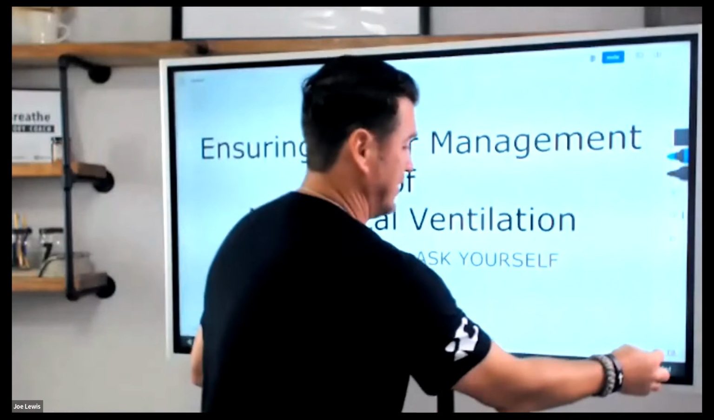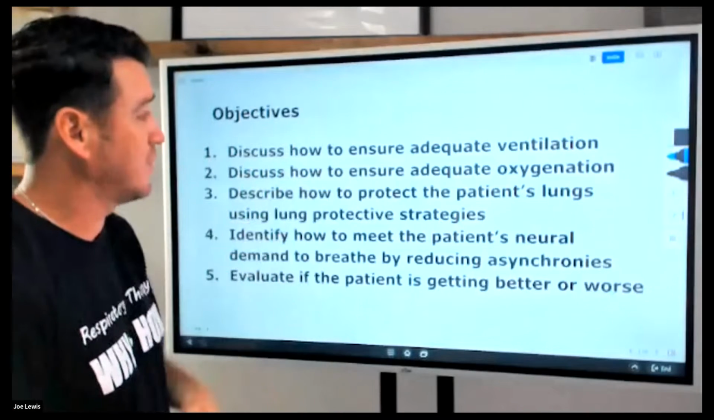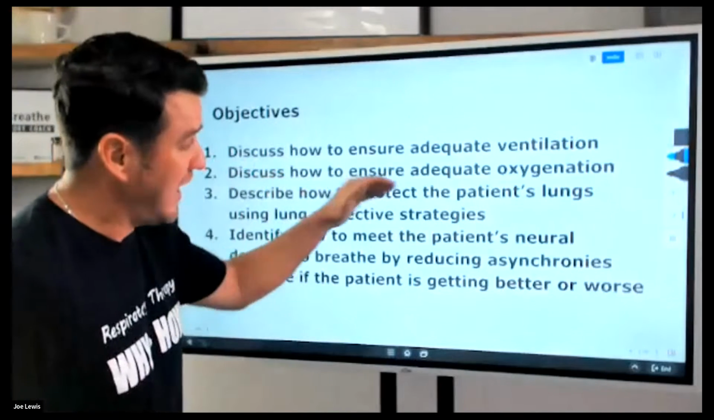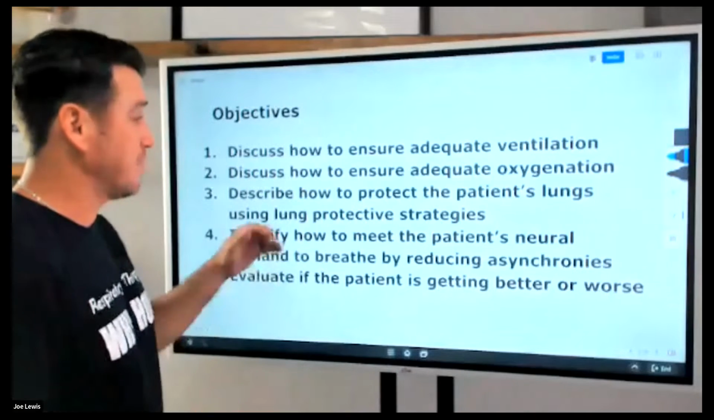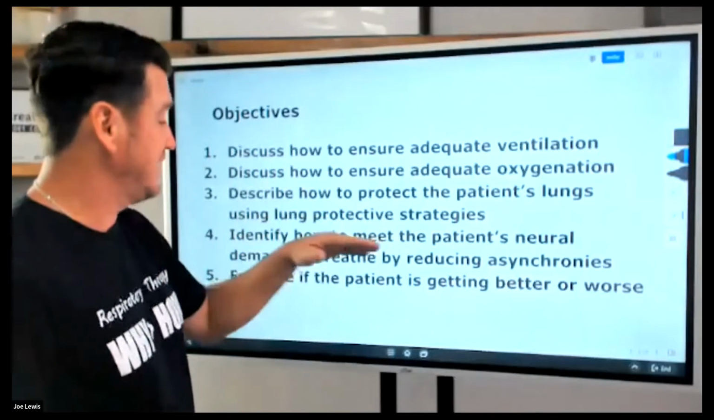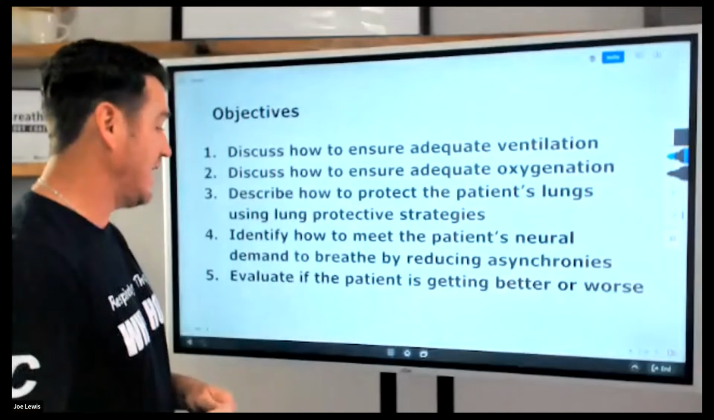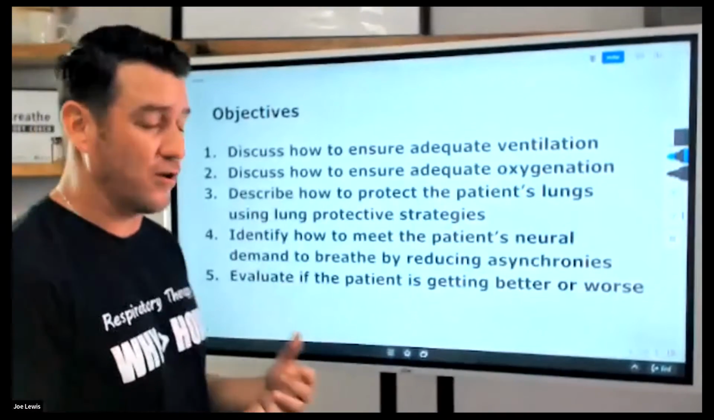Now, this is what it is, the 5 questions. Here are the objectives. We're going to discuss how to ensure adequate ventilation, how to ensure adequate oxygenation, how to protect the patient's lungs using lung protective strategies, how to identify and meet the patient's neural demand to breathe by reducing asynchronies, and then evaluate if the patient is getting better or worse.